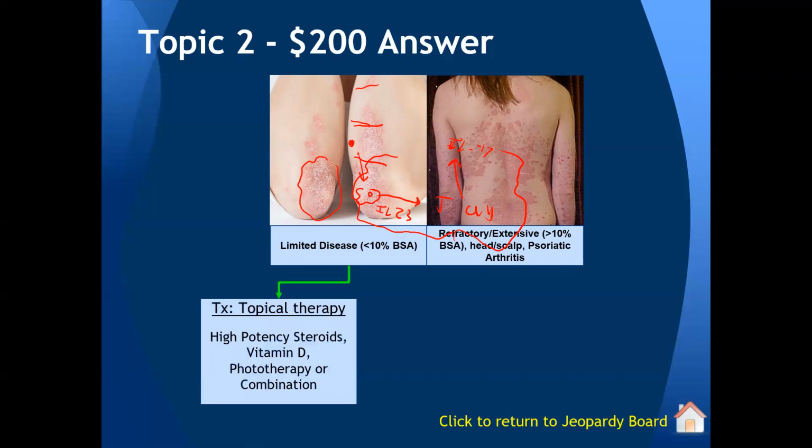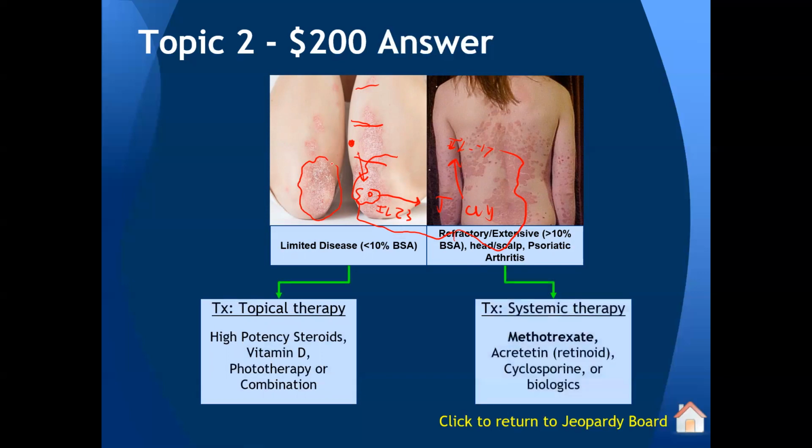Once these patients have greater than 10% body surface area, if it's in the head, the scalp, or they have psoriatic arthritis, at that point you have to do systemic therapy. We kind of went over this a little bit already. Methotrexate, retinoid, cyclosporine, or some of the biologics. And that was 2 that I was going over in the pathophysiology.